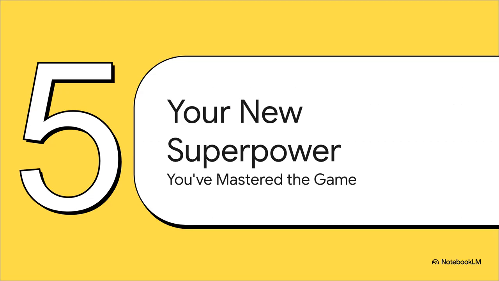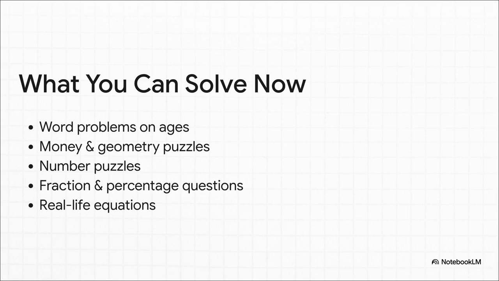And that's really it. We've gone from the basic rules of the game to pro-level moves and even into real-world applications. You haven't just learned a few steps to follow. You've actually gained a new superpower for thinking logically and solving all kinds of problems. So, what exactly is in your new superpower toolkit? Well, you now have the ability to solve all of this stuff. Word problems about people's ages, puzzles with money or shapes, questions about fractions and percentages.